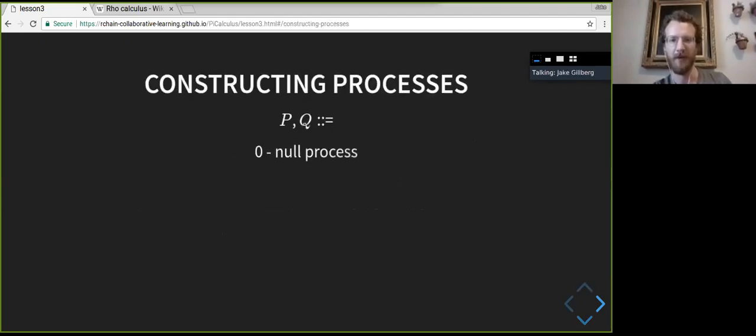So constructing a process, we can have P or Q be zero or the null process. This is pretty much exactly the same as in the pi calculus. This just means that our process does nothing. It's a ground term is another name for it.